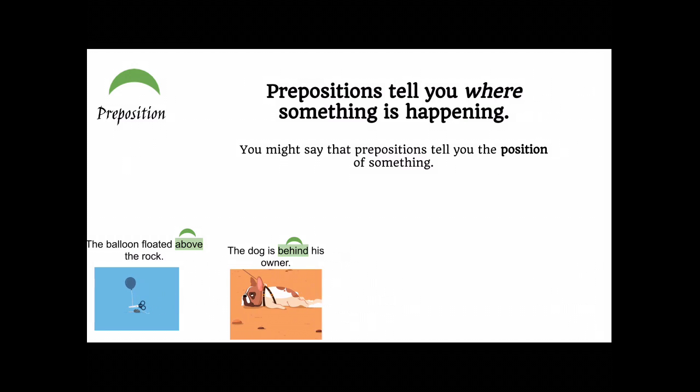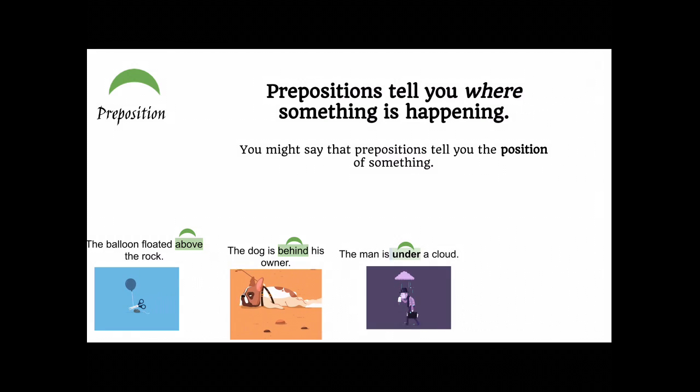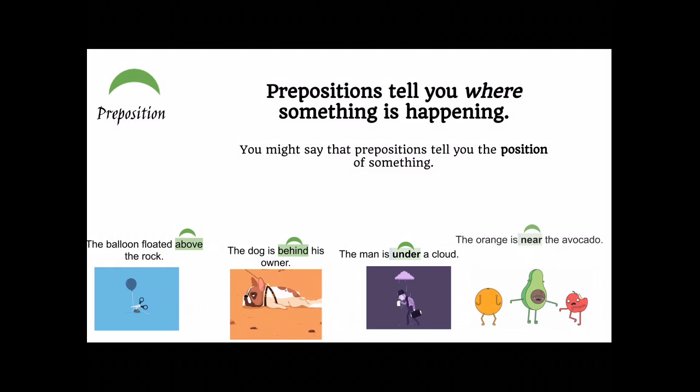We use that green crescent, it's a crescent shape, to symbolize a preposition. The man is under a cloud. Where's the man? Under a cloud. Doesn't look very happy either. The orange is near the avocado. Where is the orange? It's near the avocado. So the preposition answers the question where.